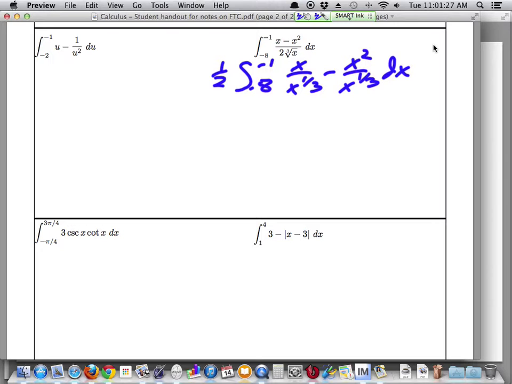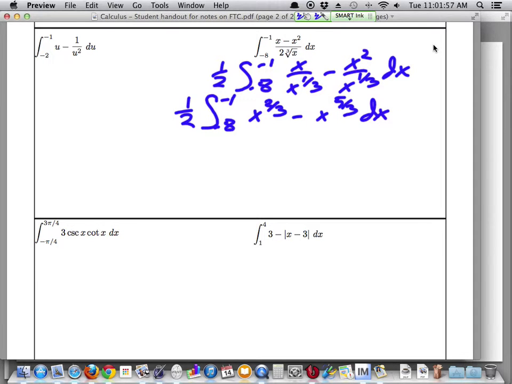Everybody okay with that? Okay, reduce both of those. What is x over x to the 1/3? X to the 2/3. Okay, what is x squared over x to the 1/3? X to the 5/3.